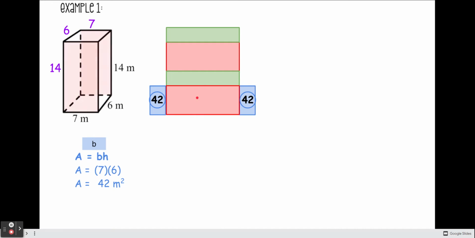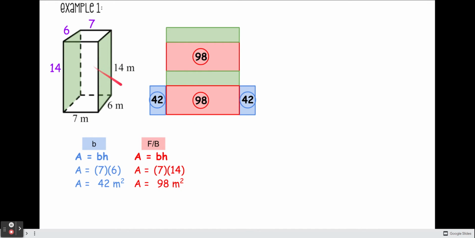Let's look at two of the sides now. Let's look at the front and the back. Remember, they both are the same size, just like the bases are the exact same. So for a rectangular prism, the front and the back are the same. So the base and the height, I put FB for front back. The base of this front is 7, and the height is 14. So 7 times 14, if I multiply that out, that's 98. So this is 98, and that's 98.